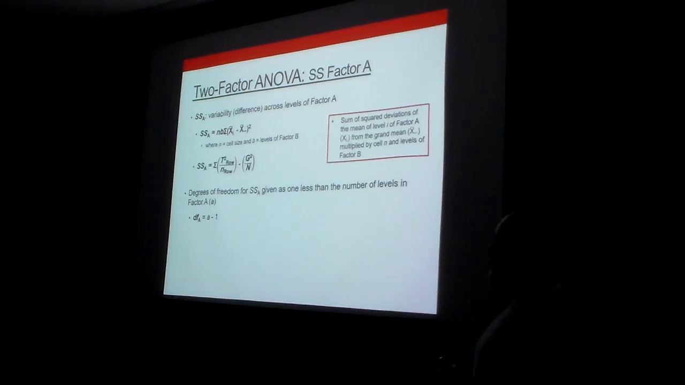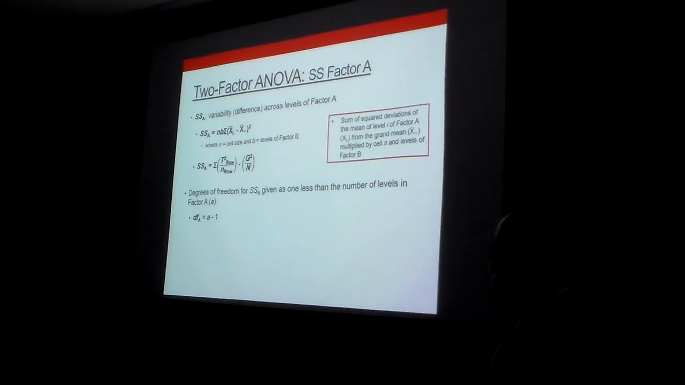All right. Then what we're going to do is look at variability attributable to factor A. This is going to be variability, or in this case, if we've only got 2 levels, the difference across levels of factor A. Our computational formula, this can be a little bit difficult to get if you're not familiar with the notation. But essentially what we're doing is we've got the sum of squared deviations for the mean level i of factor A from the grand mean, multiplied by the cell size and the number of levels of factor B.